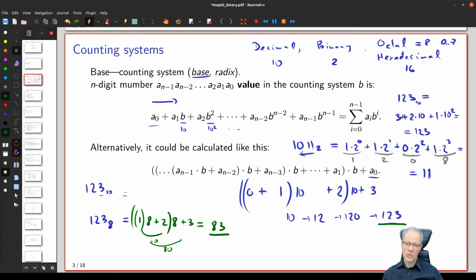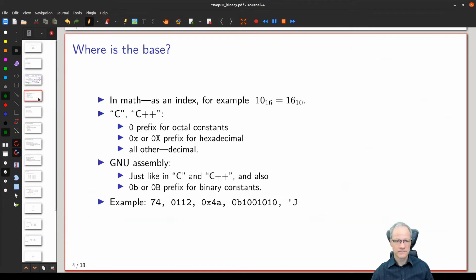So we need to know which system we are writing the numbers in, in order to see what the real value is. Of course, for computers, we're mostly going to use the binary system, and then we sometimes are going to use hexadecimal as well. Right. Are there any questions at this point? If there are no more questions, let's move on.